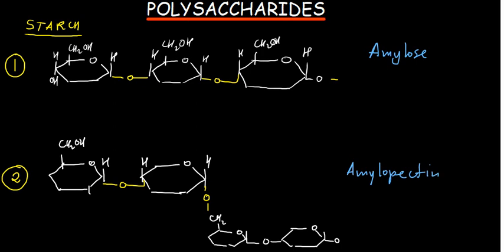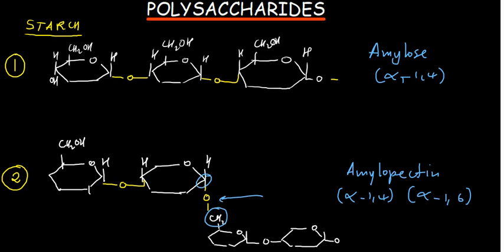So starch has two forms. It has the linear form that is called amylose, which only has alpha 1,4 bonds. And then it has the branched one, which is amylopectin, which has alpha 1,4 bonds and also alpha 1,6 bonds. You can see this is alpha 1,6 because this is carbon number 6 with carbon number 1. But this is alpha 1,4 because we have carbon number 1 and carbon number 4. So these are the two different forms of starch. Now you need to understand these two.